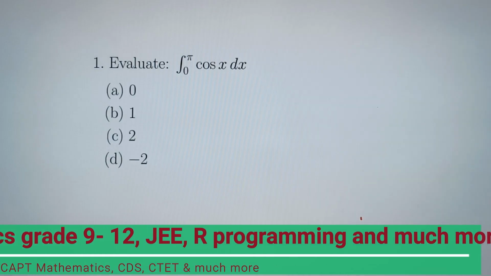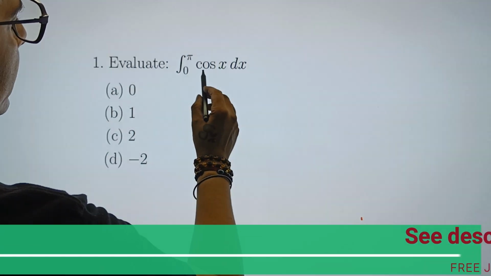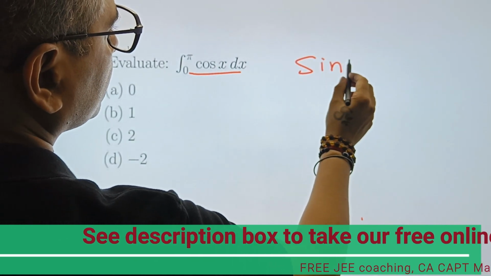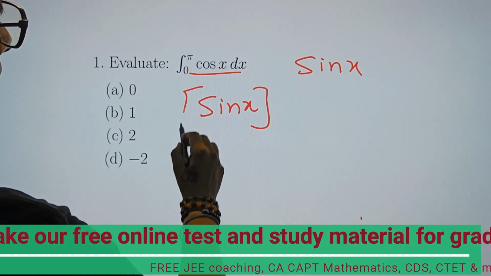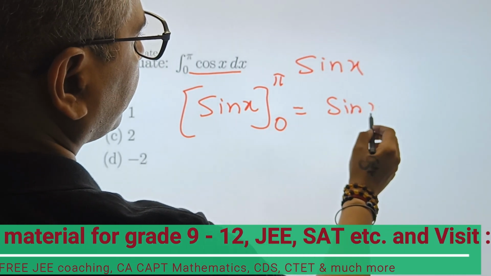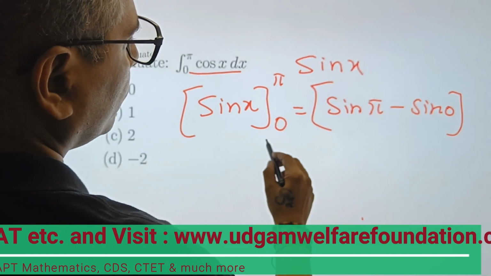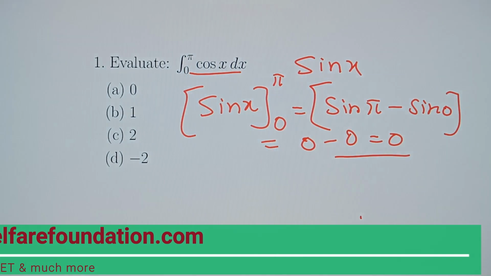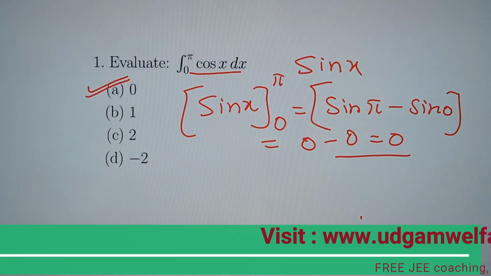So students, this is our first question on this case study, integral 0 to pi of cos x. As we know that the integration of cos x is sin x. So we can simply use sin x with upper limit pi and lower limit 0. So sin pi minus sin 0. The value of sin pi is 0, minus 0, which is 0. So our answer is 0 here. So option number A is the correct answer here.